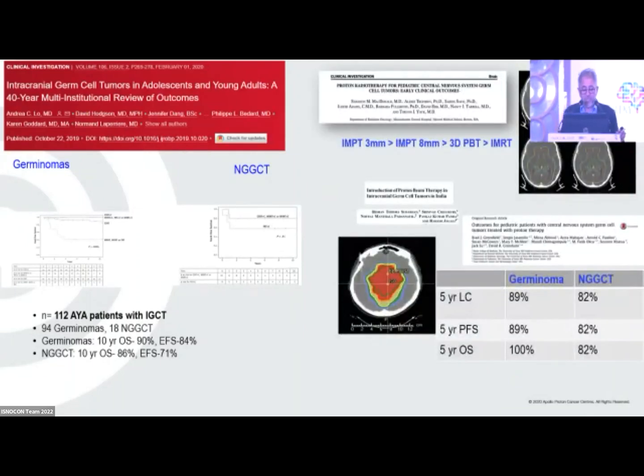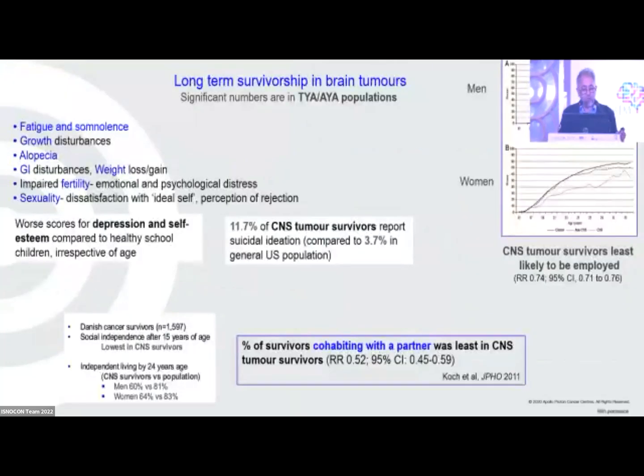There is a very increasing role of using proton therapy in the germ cell tumors, both the whole ventricular, because you can spare significant amount of normal tissue. The radiation oncology colleagues would recognize that IMPT, the intensity modulated proton therapy with a small spot size of 3 millimeter, is superior to 8 millimeter spot size, is better than the scatter technology of proton beam, and of course is better than IMRT. So this is a very, very good indication for proton therapy.